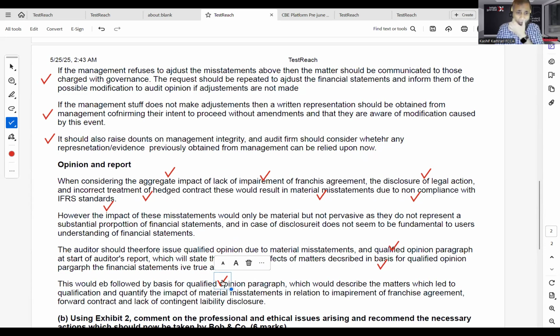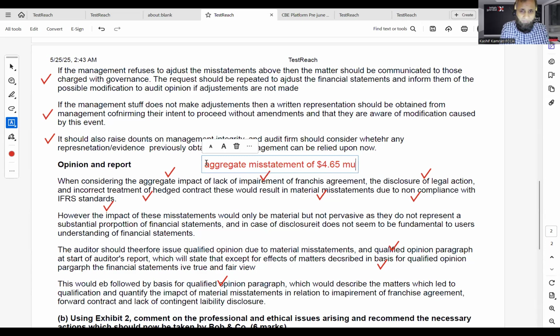The only mistake the student did was that the student didn't calculate the aggregate misstatement of $4.65 million. Despite that, the opinion was right, material qualified. Excellent. Only mistake was he should have quoted that the aggregate misstatements are $4.65 million, which is above the materiality threshold of $2.2 million. Full stop. Furthermore, the disclosure not given is material by nature. Full stop. Then you would have said that because these are material misstatements, it will lead to a qualified opinion followed by a basis for qualified opinion paragraph, and this will lead to a modified audit report.